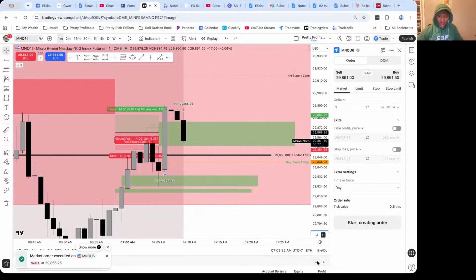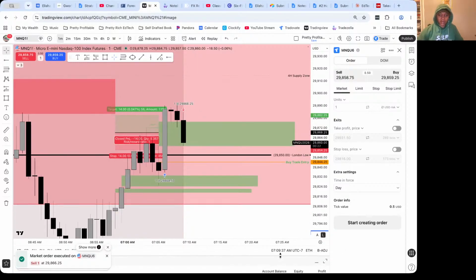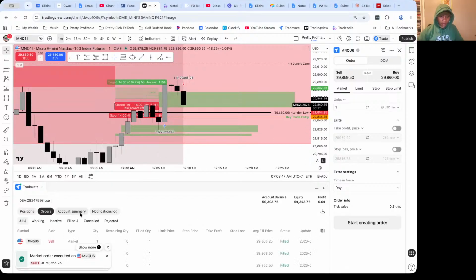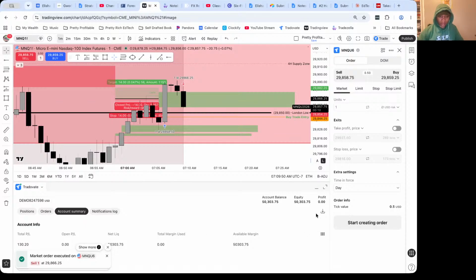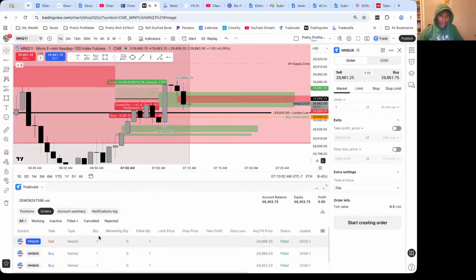I exited out of that. I don't know, was that impulsive? Let me see. I don't want to say impulsive because I follow my rules, right? Using that demand zone. But I didn't lose any money off that trade, right? I bought it, so I was very unsure about that.